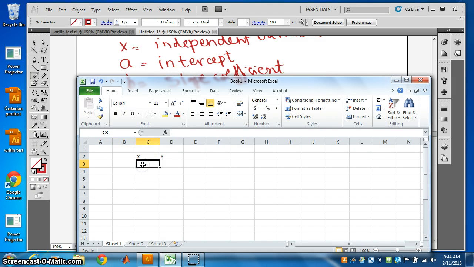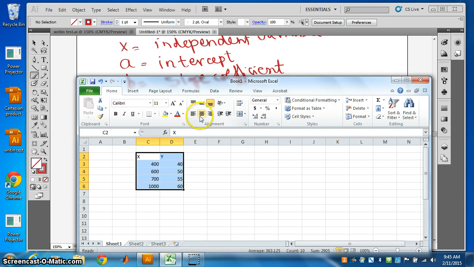Suppose the number of pages are 400, 600, 700 and say 1000, and the price in dollars is 40, 50, 55, 60. Now we'll try to plot these points. This is called scatter diagram.